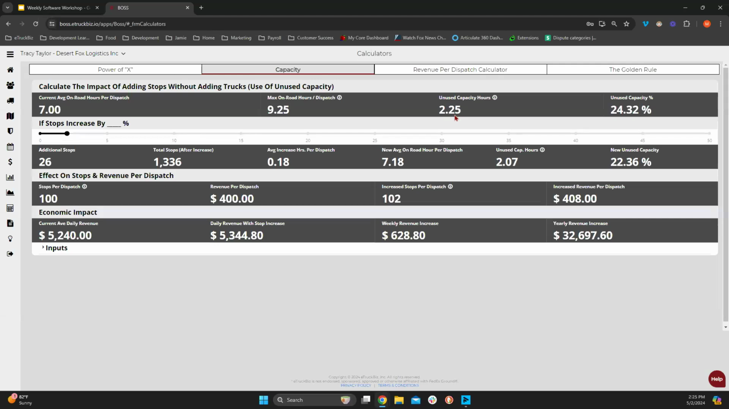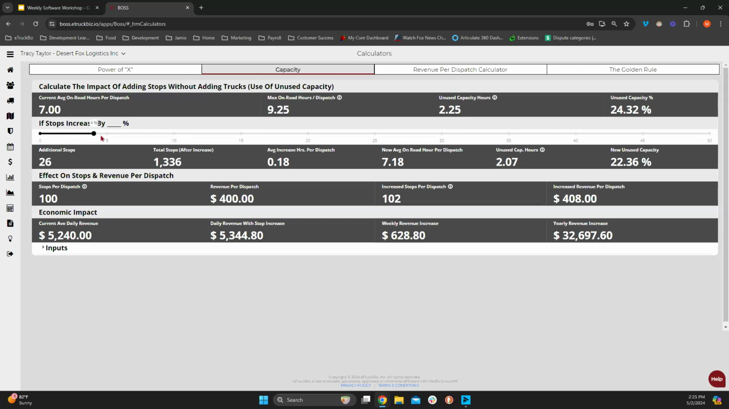So for those of you who pay your drivers by the day, the less you send them out with, the less money you're making on that route, okay? And then also unused capacity. So that's a lot of unused capacity.